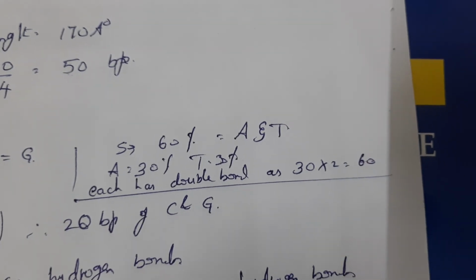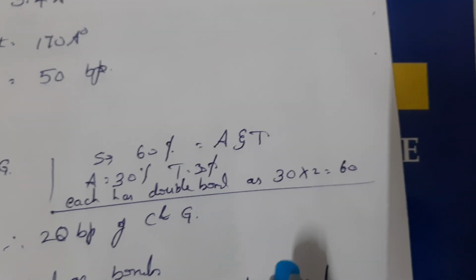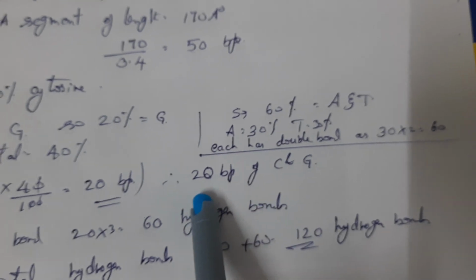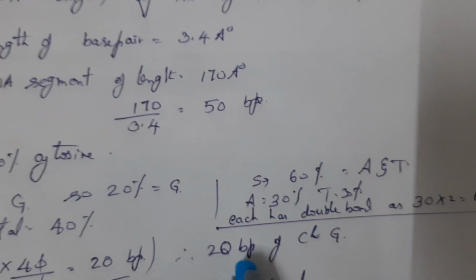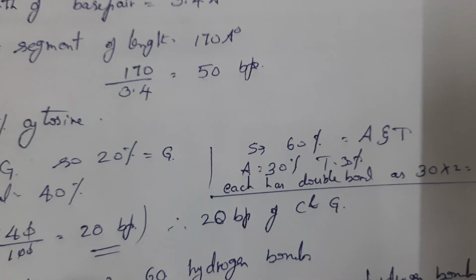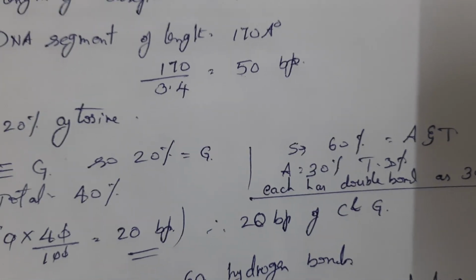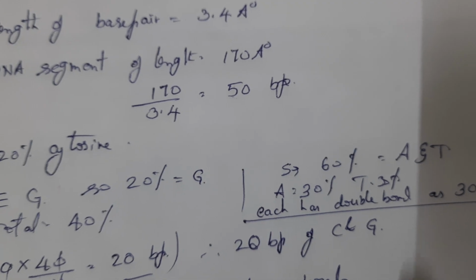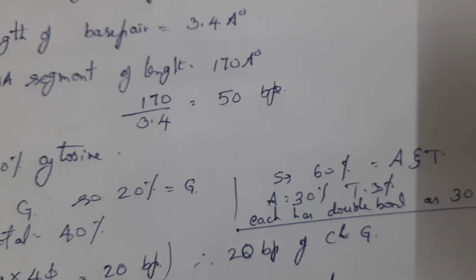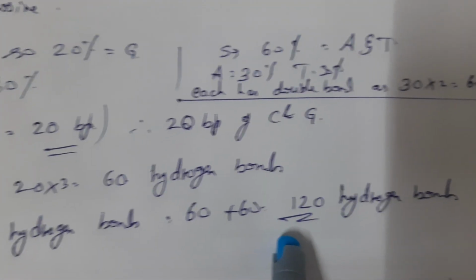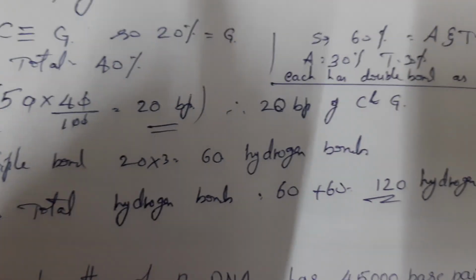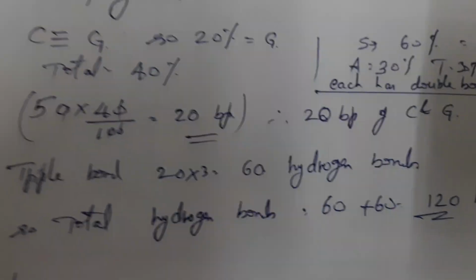Now hydrogen bonds we want, that means triple bond, so 20 into 3 is equal to 60. And like that here also 60. So total 120 hydrogen bonds we will get in this answer. So prepare like this.